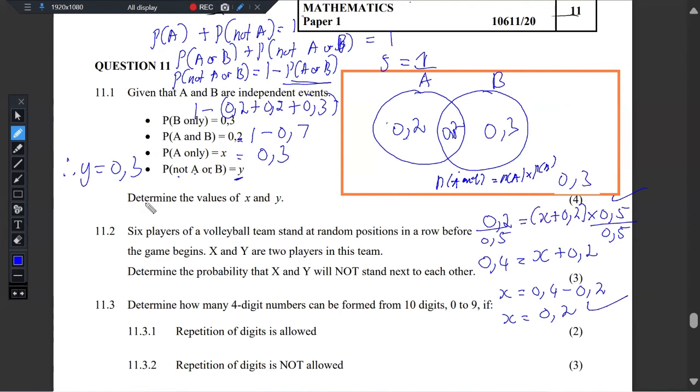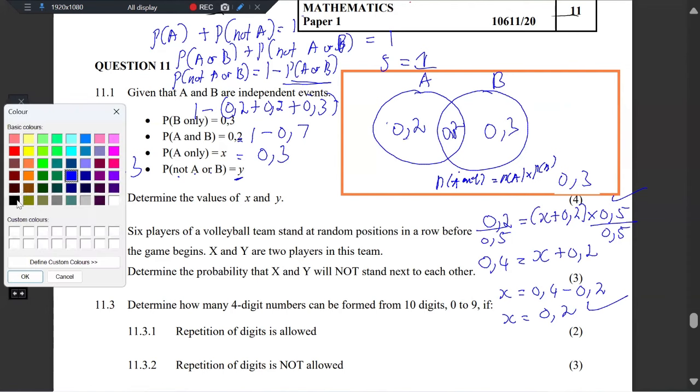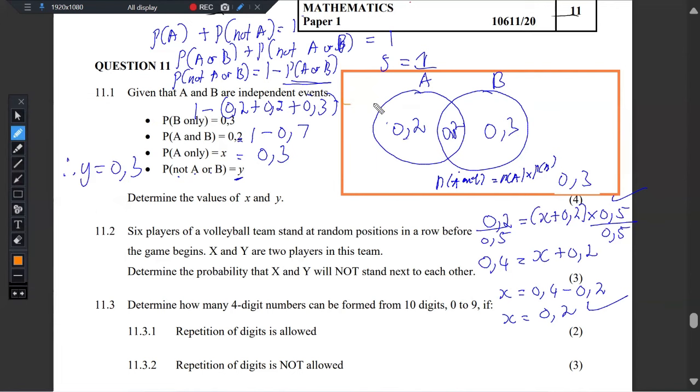Then when it comes to the one for Y, if you know that the sum of the probabilities is equal to 1 here, and then you did something like this, it's a mark. So using that complementary event is a mark, and then finding the Y value as 0.3 is a mark. So 4 marks.